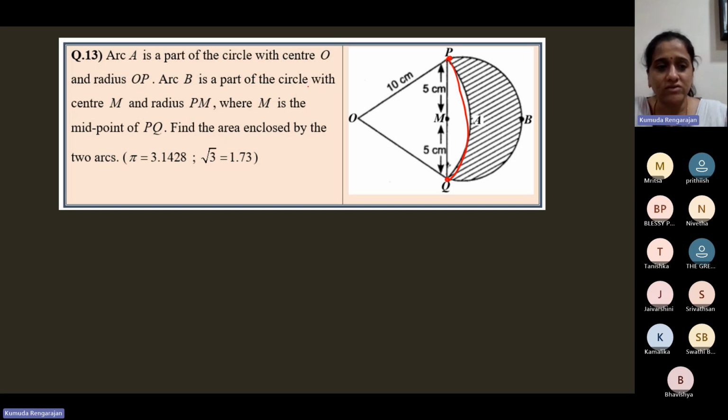Arc B is a part of the circle with center M. This is arc B, and that's a part of the circle with center M.